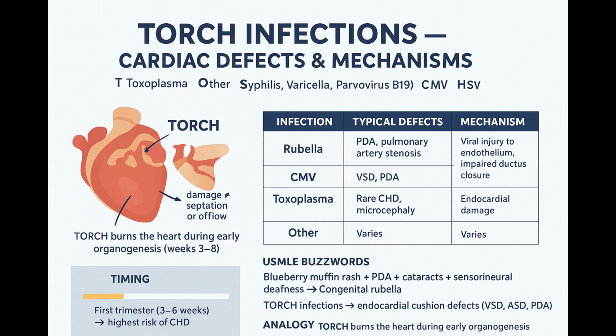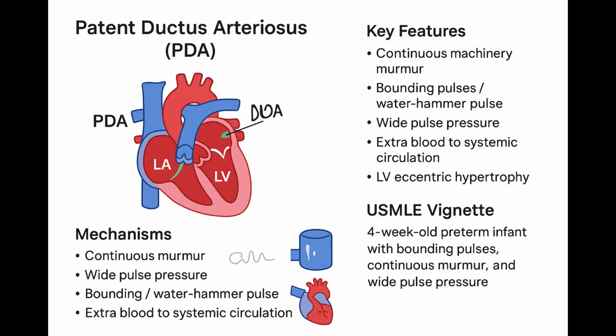Okay, that PDA mention leads us perfectly into the last couple of defects, the outflow tract problems, starting with patent ductus arteriosus. Right, so the ductus arteriosus is a normal fetal vessel connecting the pulmonary artery to the aorta, bypassing the lungs. It's supposed to close shortly after birth. But if it stays open, patent. Then you have a PDA.